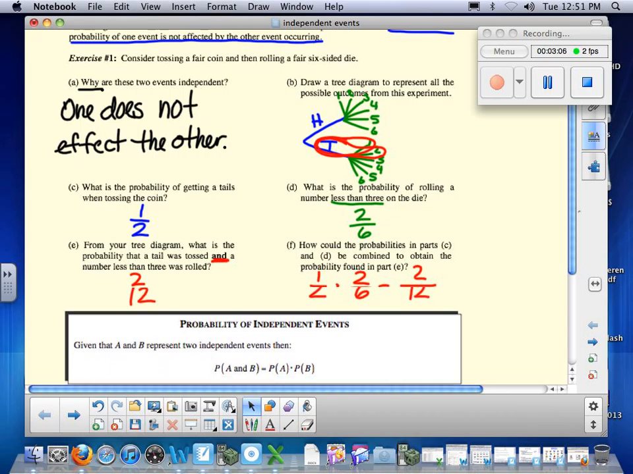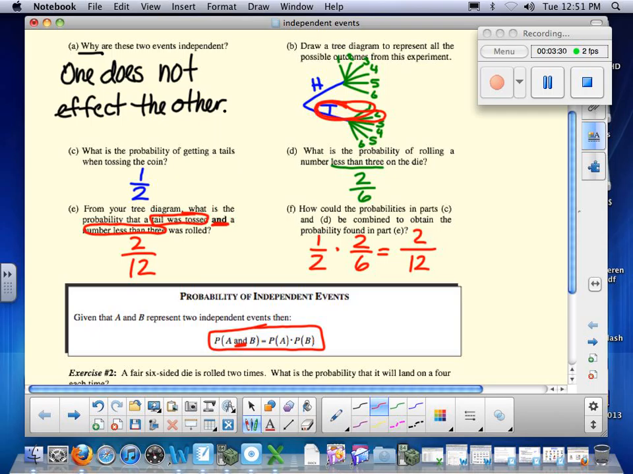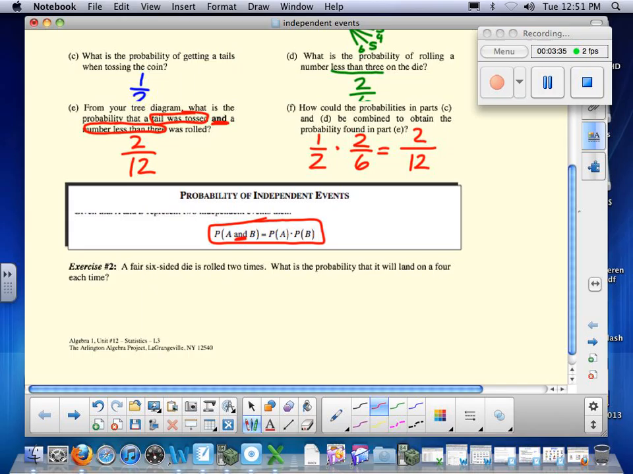Yep. And that's it. That's the big story for our notes today. Anytime you have probabilities with an and, you're just going to multiply the 2 probabilities. That's our big news for today. The problem is that not every question's written as a tail tossed and a number less than 3. So we have to sometimes throw in that word and on our own.